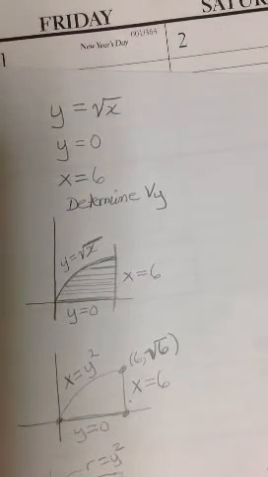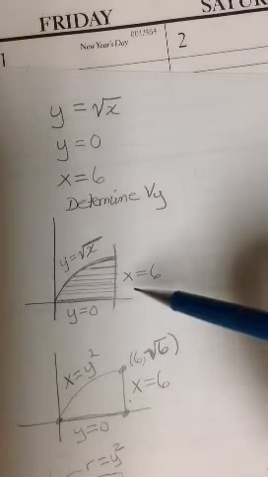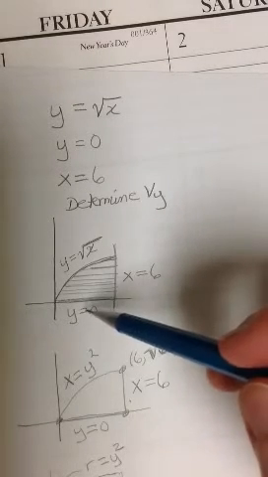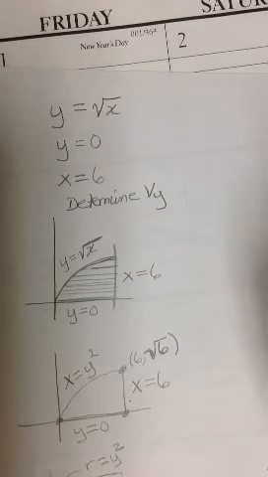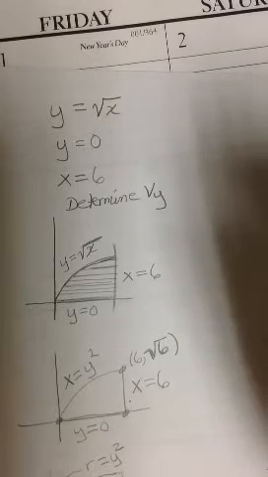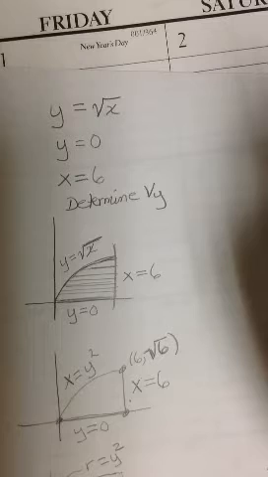Okay, so once again we have the functions y is equal to the square root of x, y is equal to 0, and x is equal to 6. And this time we were looking at determining the volume about the y-axis. Okay, so for the graphs of these three functions, again we have the vertical line x is equal to 6, horizontal line y is equal to 0, and of course the radical y is equal to the square root of x.